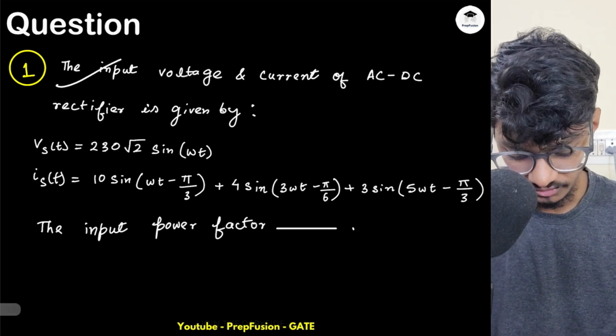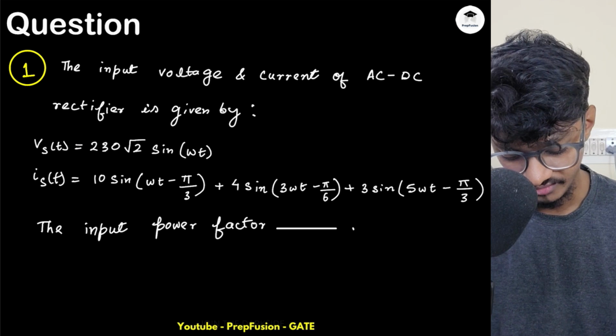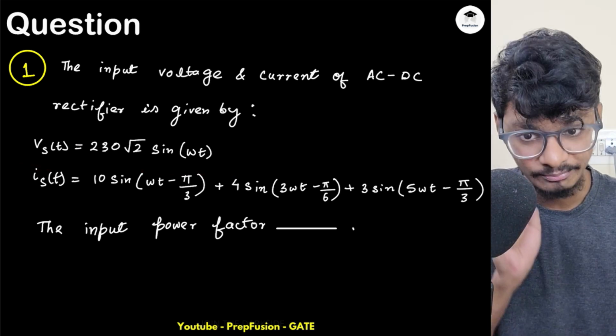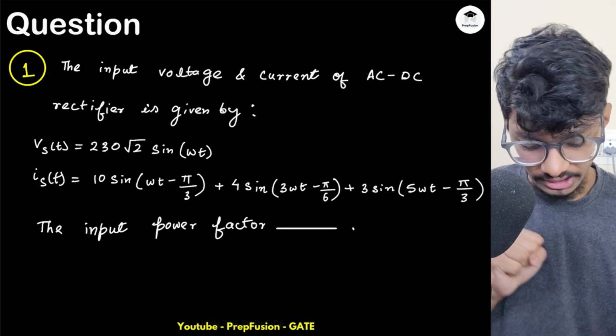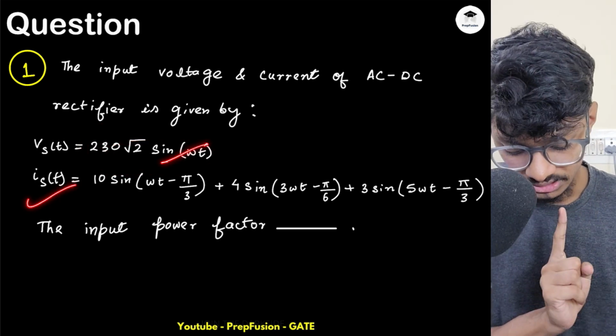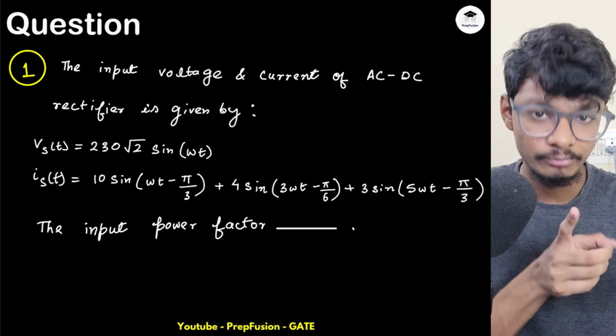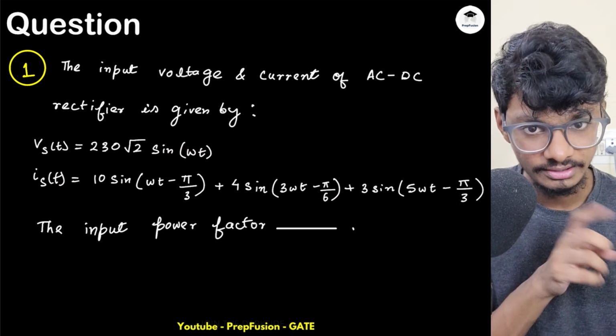So here I have a question for you. The input voltage and current of an AC/DC rectifier are given by this. Vs is this. Now this is the perfect example of a rectifier. In a rectifier, the supply voltage will only have one component, the fundamental component. The supply current will have multiple components. So can you compute the input power factor now? How will you compute the input power factor?